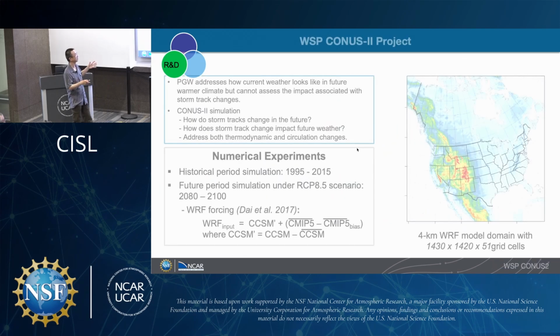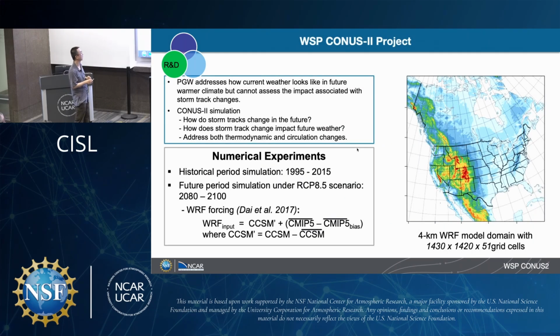And that's just three examples of what we actually learned from that data set. Hurricane statistics and all that have also been explored. For the CONUS 2 project, we want to address the question I mentioned. The PGW gives you the same weather, the same storm track, but just a warmer and wetter future signal. On top of that, you can now understand the impact of climate change on your storm tracks.